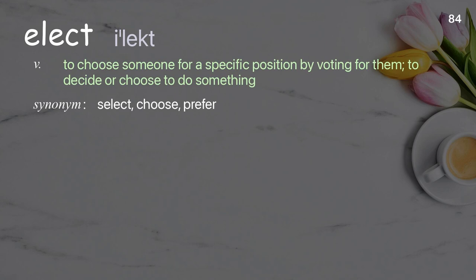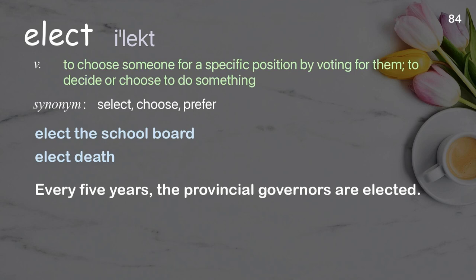Elect. To choose someone for a specific position by voting for them; to decide or choose to do something. Examples: elect the school board, elect death. Every 5 years, the provincial governors are elected.